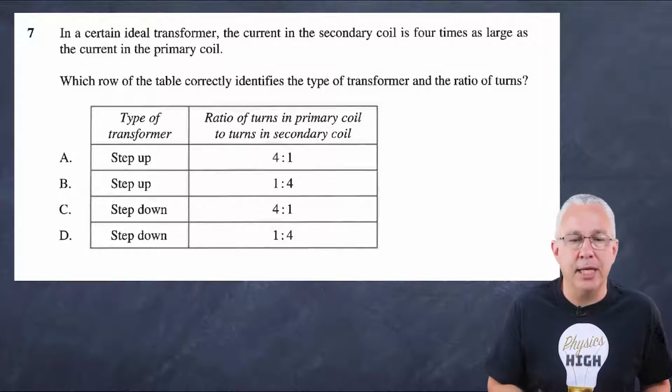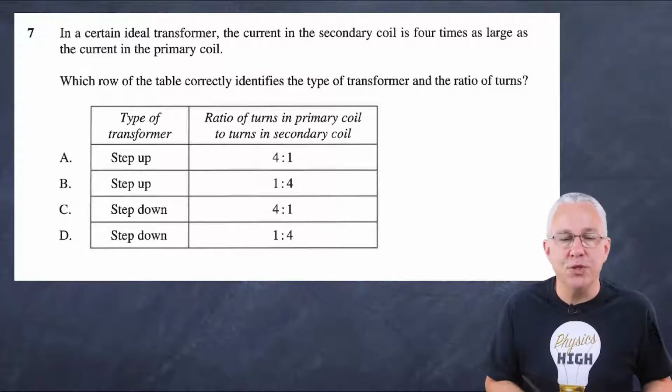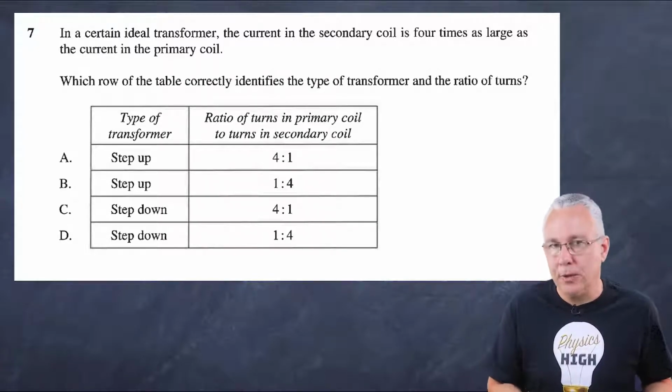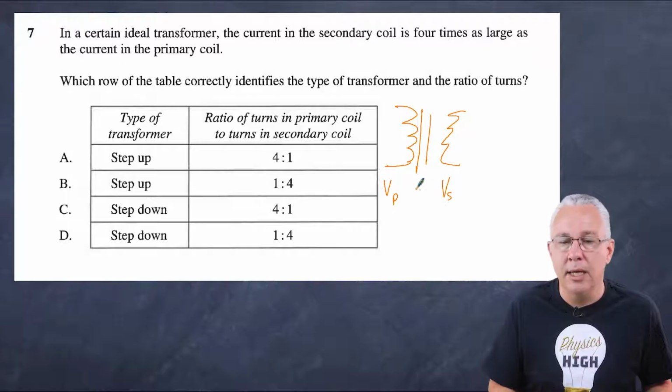Question number 7. In an ideal transformer, the current of a secondary coil is 4 times larger than the current in a primary coil. What is going on? Well, let's quickly review the aspects of a transformer. So we have our transformer, which could be drawn like this. And in essence, what you'll have is your primary voltage, which is here, and our secondary voltage, which is over here. And you also have a current, which is IP and IS.